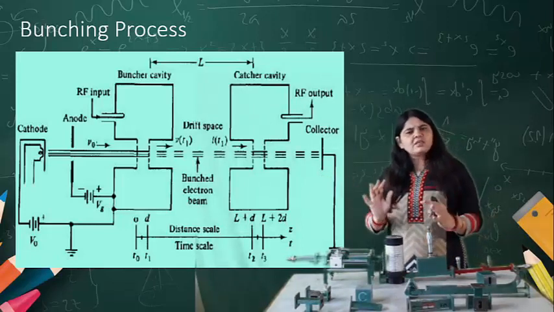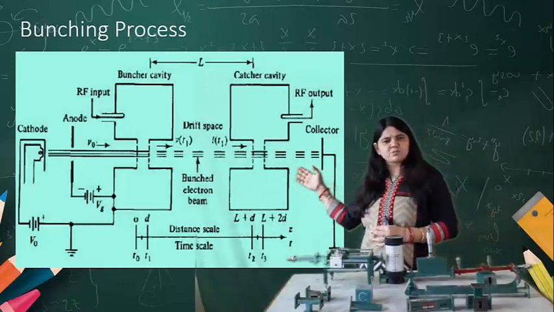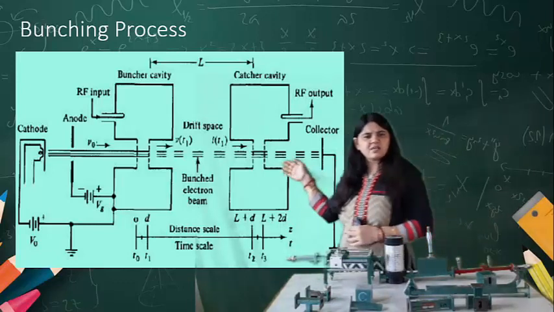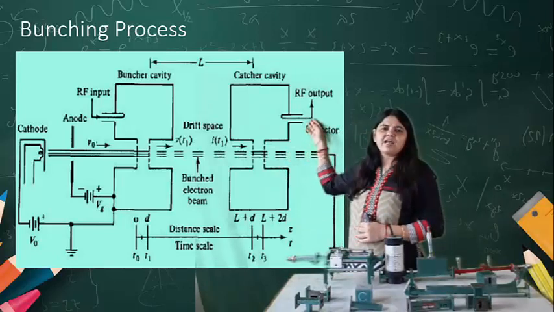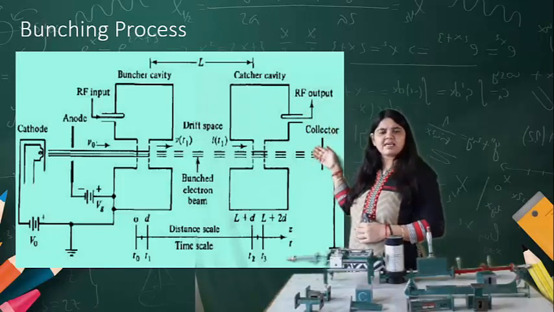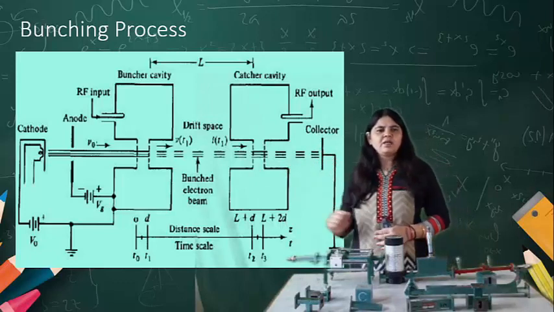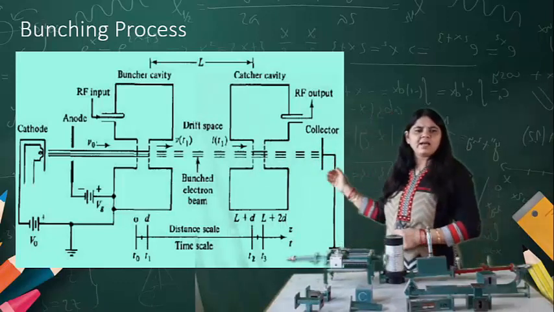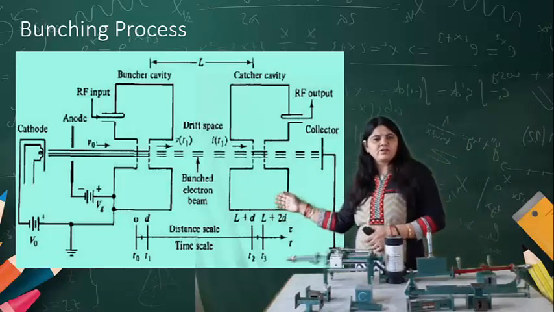Now all the bunch of electrons will reach the drift space, and through the drift space it can be caught by the catcher cavity, and through this RF output, the output will be taken. Over here the collector is there, which will again collect all these electrons.